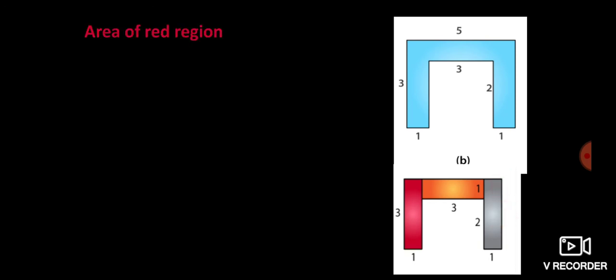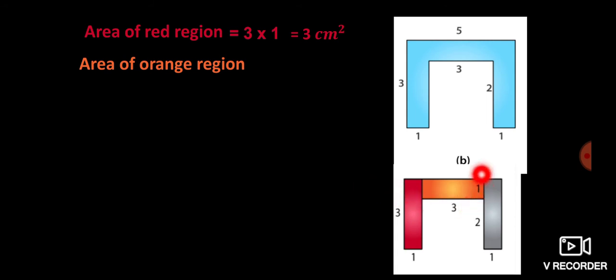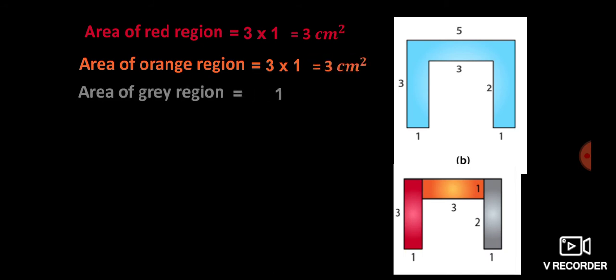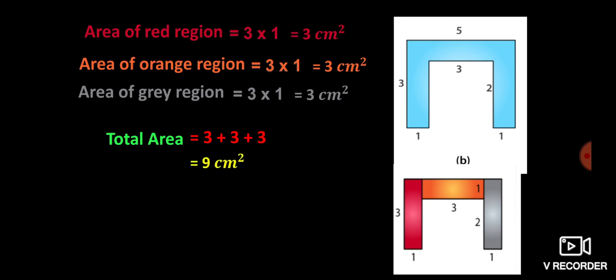So first area of red region, 3 into 1 equal to length into breadth, 3 centimeter square. Next orange region also 3 and 1. 3 into 1 equal to 3 centimeter square. Gray region also 3 into 1. Remember, this is not 2. 2 plus 1, total 3. That is same as red color. 3 into 1 is 3 centimeter square. Next you add these 3 areas. 3 plus 3 plus 3 equal to 9 centimeter square.